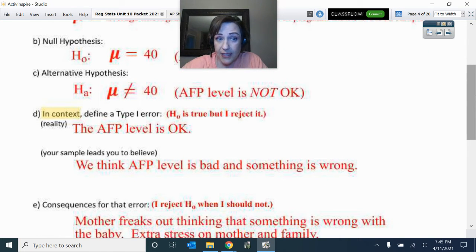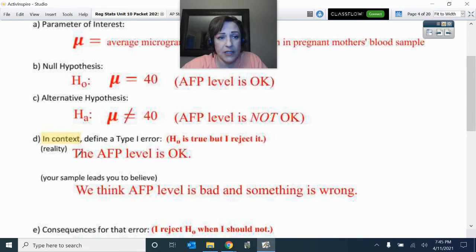So in context, define a type 1 error. If the null is really true, so the alpha fetoprotein level is okay, but we get a sample that says it is not, that causes us to reject the null. That's a type 1 error. So the reality is the alpha fetoprotein level is okay, but we think it's bad or that something is wrong.